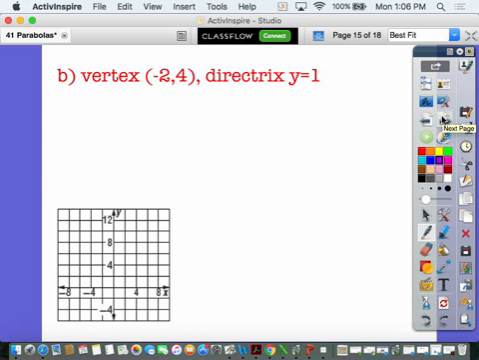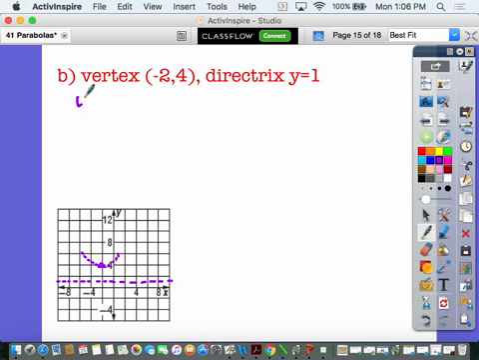The next example. We're told the vertex is -2, 4, and the directrix is y equals 1. Okay? Now, let's think about this. If the directrix is y equals 1, is that a vertical or horizontal line? Horizontal. Which means the graph is going to have to either open up or down. And the vertex is at -2, 4. Now specifically, which way is it going to have to open? It's going to have to open up because the parabola cannot cross the directrix. Okay, so it's going to have to open up.